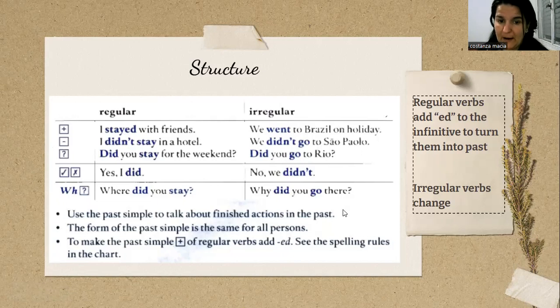Let's go back. We use person and verb in past to talk in affirmative. We use person, did not, and verb in infinitive. Infinitive is without change, just the verb. To talk in negative. And we use did, person, and verb in infinitive to make a question.